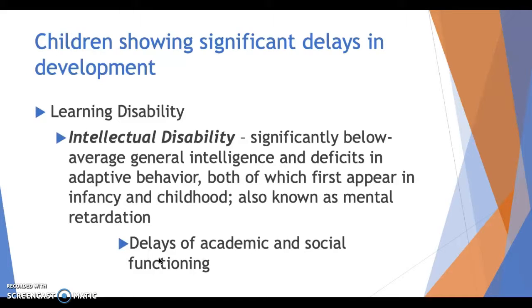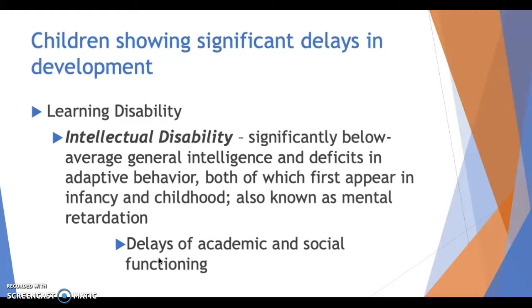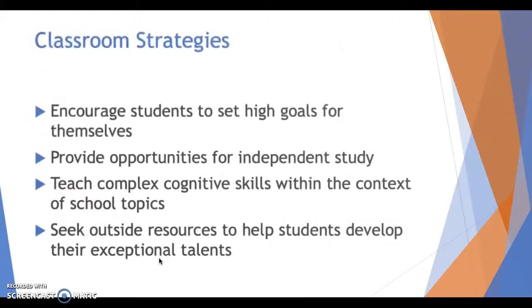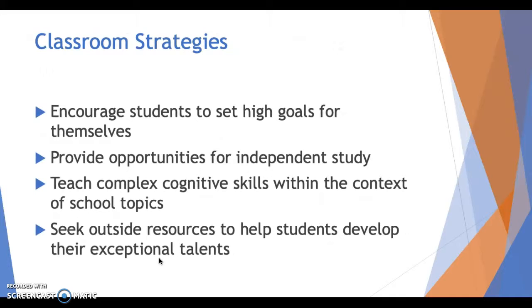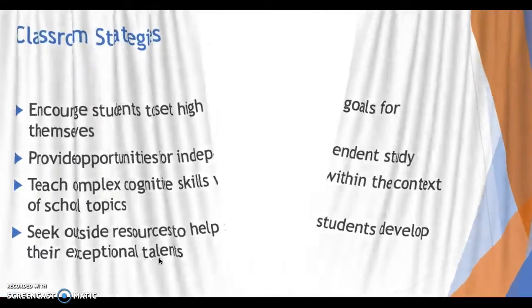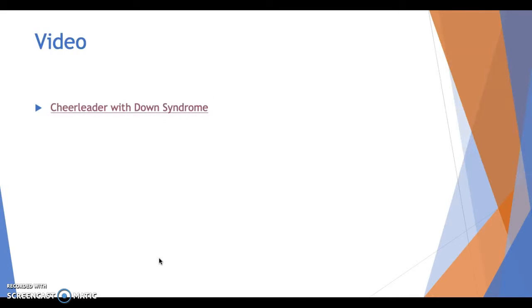While working with these students, there are many classroom strategies you can use. Some classroom strategies encourage students to set high goals for themselves, provide opportunities for independent study, teach complex cognitive skills within the context of school topics, and seek outside resources to help students develop their exceptional talents. These students typically behave in ways all young children are expected to. Their adaptive behavior includes practical intelligence like maintaining activities of daily living.